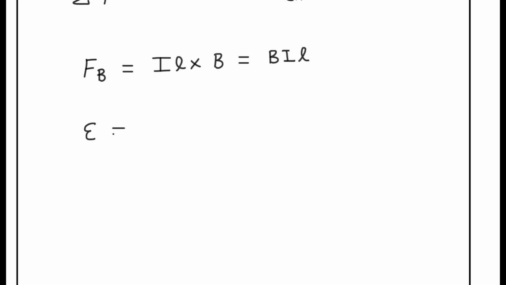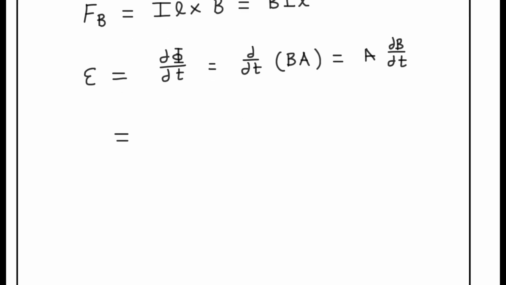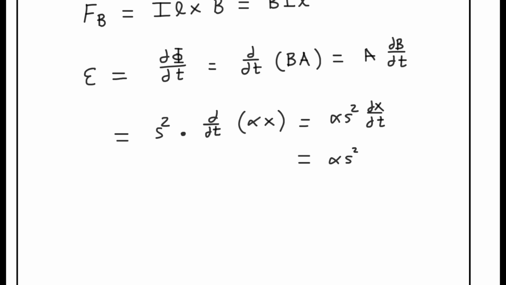So I should definitely start from Faraday's law, where the magnitude of the EMF is d flux dt, which is the derivative with respect to time of the B field times the area. Nothing weird happening with the angle, so I'm not including the cosine term. And in our case, the area is staying constant, but the B field is going to be increasing. So I can just write this as the area times dB dt. The area is just s squared. And then my B field increases via the relationship alpha times x. And then applying the chain rule on this, we get alpha s squared dx dt, which is the same thing as alpha s squared times v.